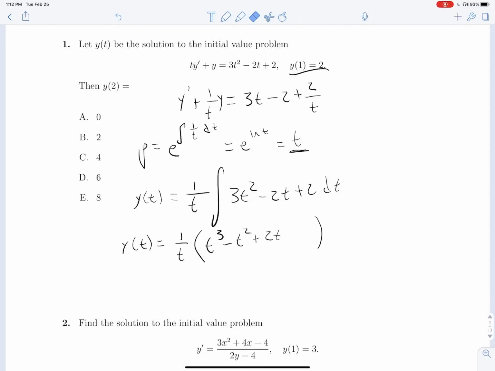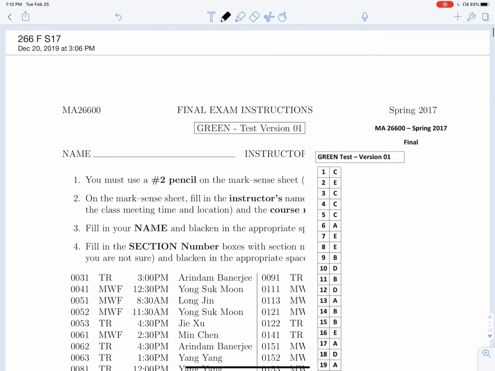So knowing that, we can solve for y of 2 pretty easily. Y of 2 is equal to 1 over 2 times 2 cubed, 8, minus 2 squared, 4, plus 2 times 2. That's going to give us 8 over 4, or just 4, so 1 is C.